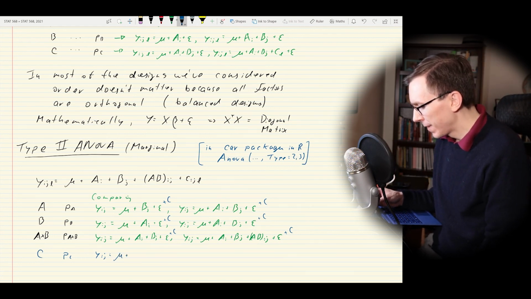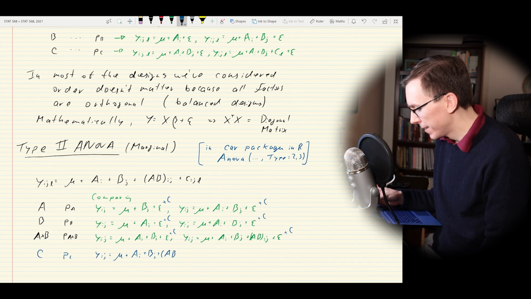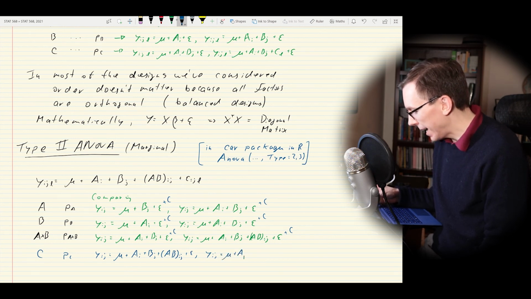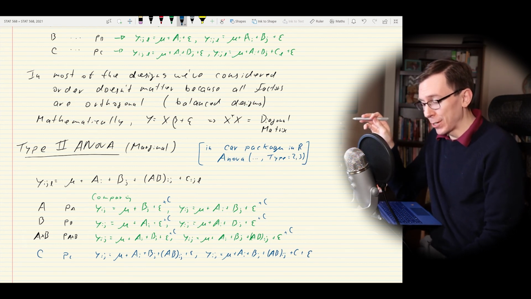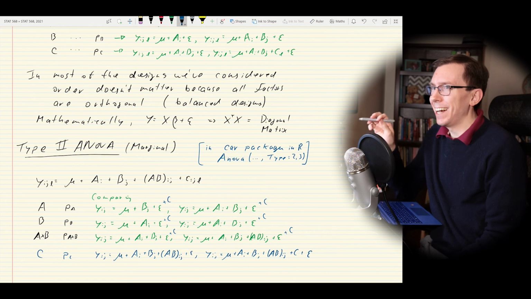In this case, I'd be testing Ai, Bj, and the interaction term ABij, compared to the model that includes everything, which would be the mu, the A, the B, the AB term, and the C term. So again, this can be a little confusing when you first see it, but it's not as bad as it looks.